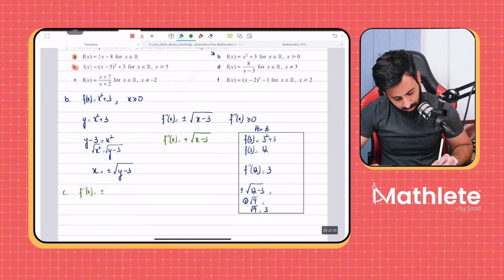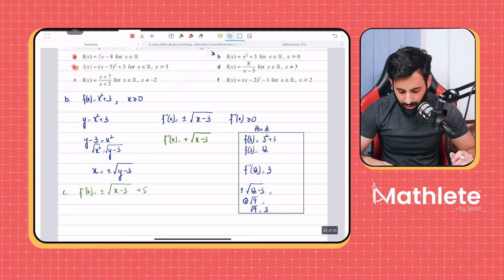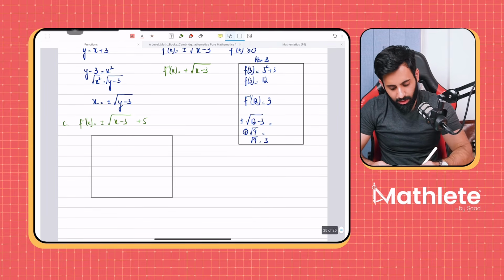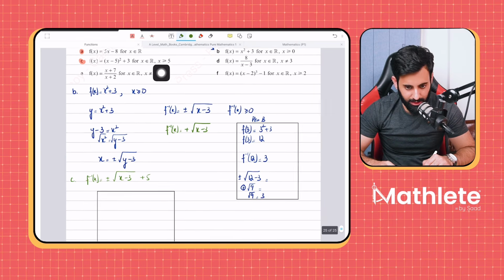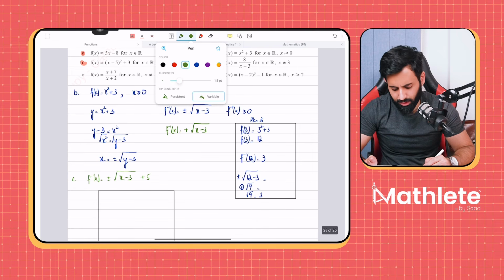Plus minus square root of x minus 3, plus 5. Perfect. Okay, so now we have to decide whether we're going with plus or minus. So let's take any value that falls inside this domain and plug it in the regular function. So give me a value greater than 5. Any value? 7. All right.